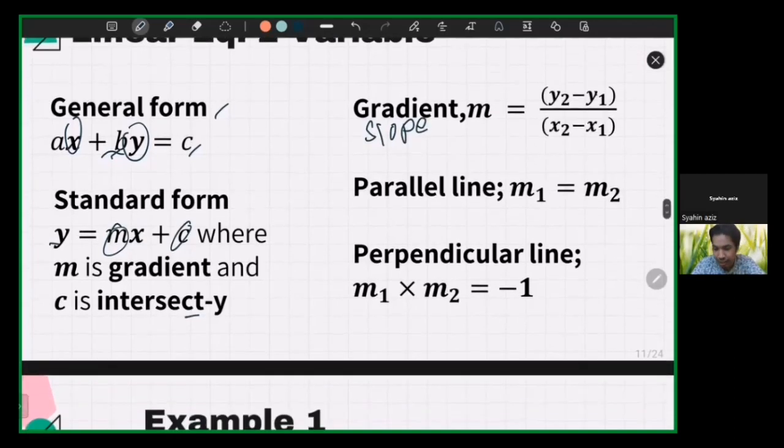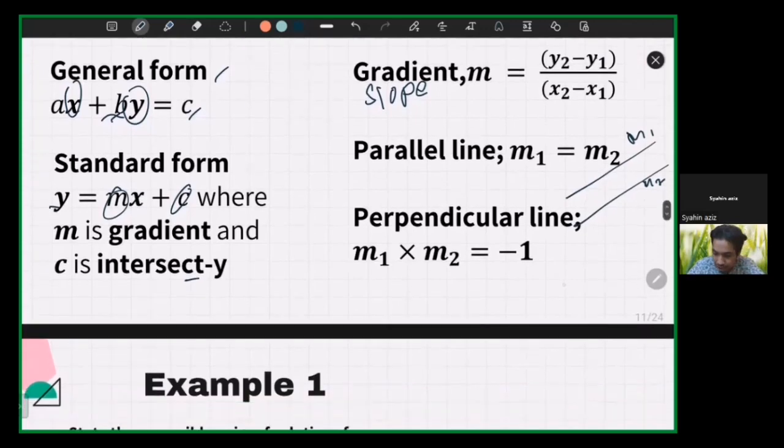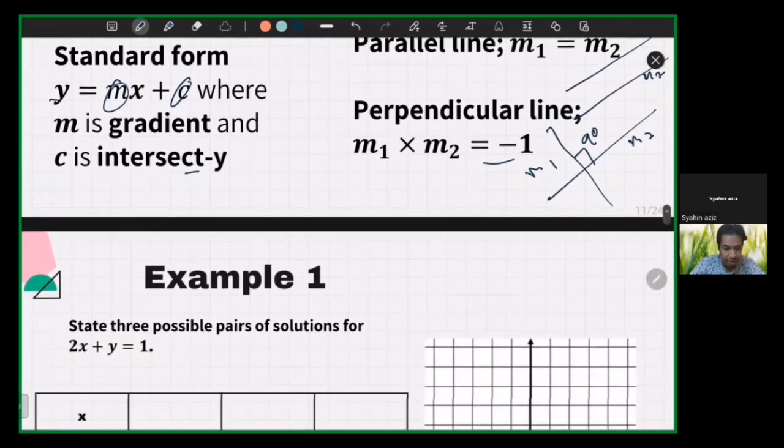And for parallel lines, m1 equal to m2. For example, parallel like this. This is a parallel line, so m1 must equal m2. And for perpendicular lines, if you see something like this, it is 90 degrees. So m1 times m2 must equal -1. Right, that is for the introduction.